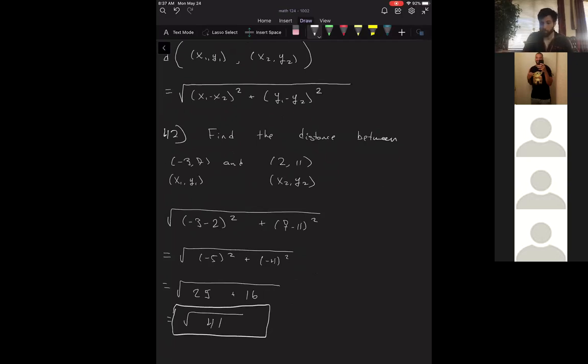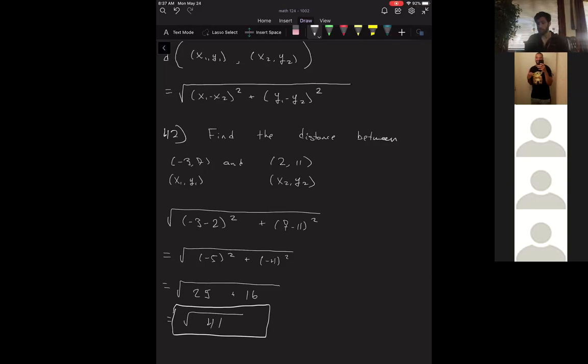So what this is saying is the distance between these 2 points is the square root of 41. It's the distance between the points minus 3, 7, and then 2, 11. Okay, what's another problem we can do? Oh, so that was the distance.